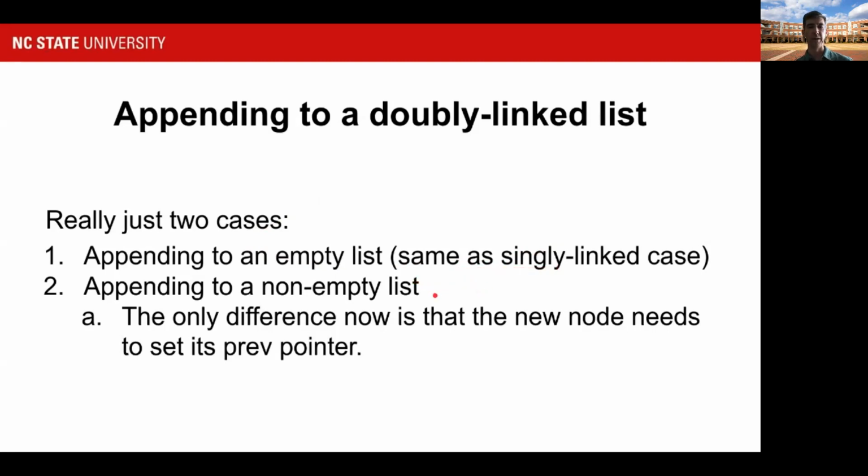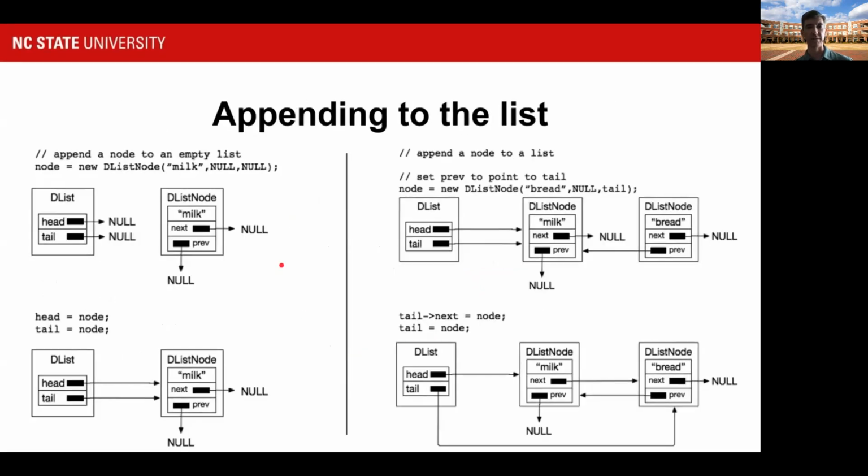For appending to a non-empty list, the only difference now is that when we add the new node, we're going to need to set its previous to point to the old tail, the tail that we're now going to be pointing back to with this new node we're adding. So let's take a look at these two cases.